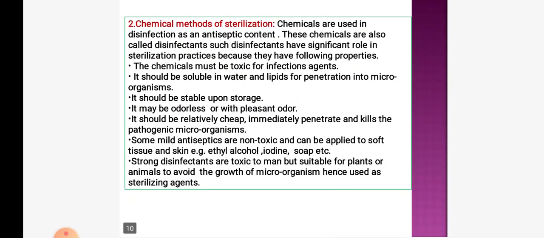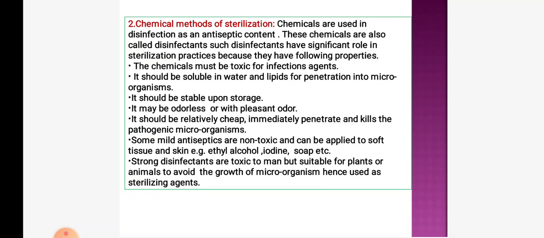Then the next method is the chemical sterilization method. Chemicals are used in disinfection and they have antiseptic content. These chemicals are called disinfectants, which have a significant role in sterilization practice. The chemical must be toxic for infectious agents. It should be soluble in water and lipids for penetration into the microorganism. It should be stable upon storage.